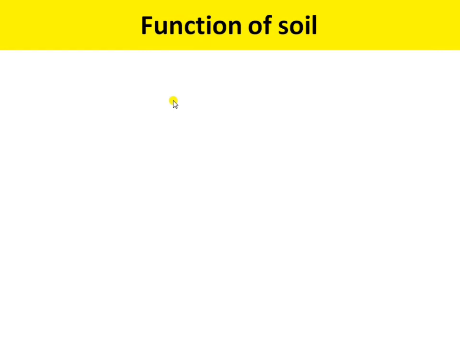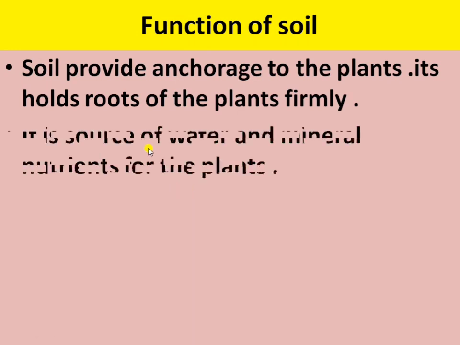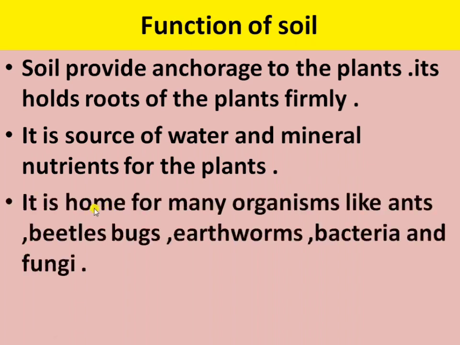Okay, next topic is the function of soil. There are several functions here. So the first function of soil is that soil provides anchorage to the plants, it holds roots of the plant firmly. Next is, it is a source of water and minerals, nutrients for the plant. Third one is, soil is a home for many organisms like ants, beetles, bugs, earthworms, bacteria, fungi, termites. These are the organisms present in the soil.